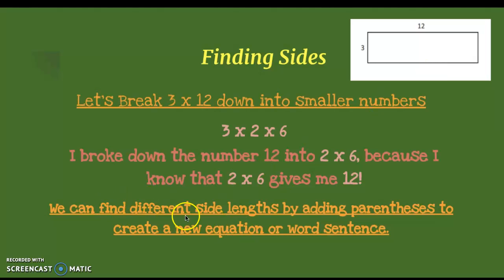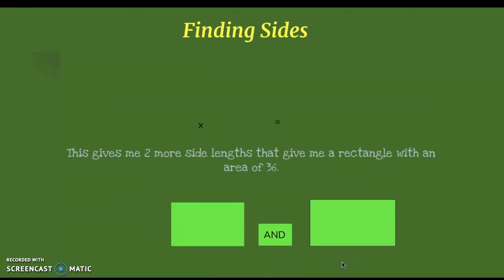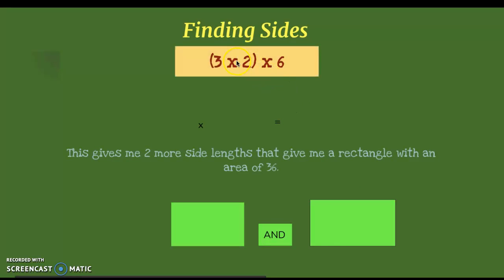So we can find different side lengths by adding parentheses to create a new equation or word sentence. So we can take this same equation right here and we can break it down and put parentheses and change that equation, and guess what? We're still going to end up with the same area. So we're going to take the equation 3 times 2 times 6. And what we're going to do is put some parentheses right here around our 3 and our 2. So what does that do to our equation now?